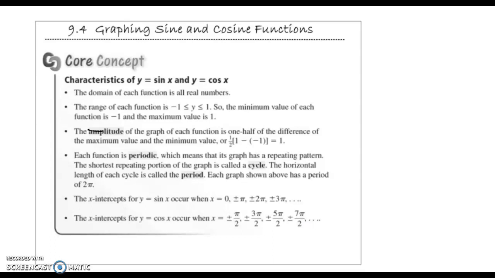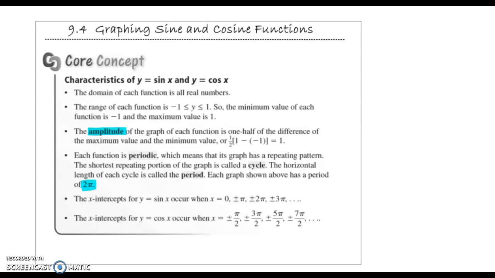Okay, we're also going to learn about the period. And so each function is periodic, meaning it repeats. It's called a cycle. So the length of one cycle is the period. The parent functions have a period of 2 pi. And if you think about that, that's because every trip around the unit circle is one cycle, and the unit circle is 2 pi. After 2 pi, they repeat again.